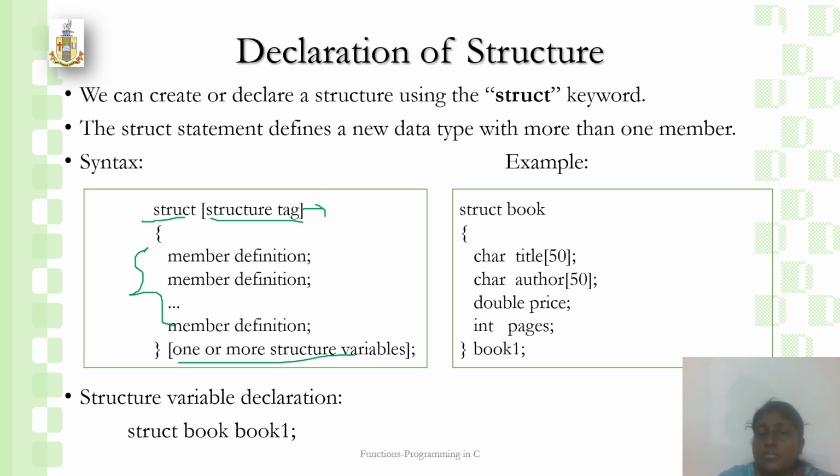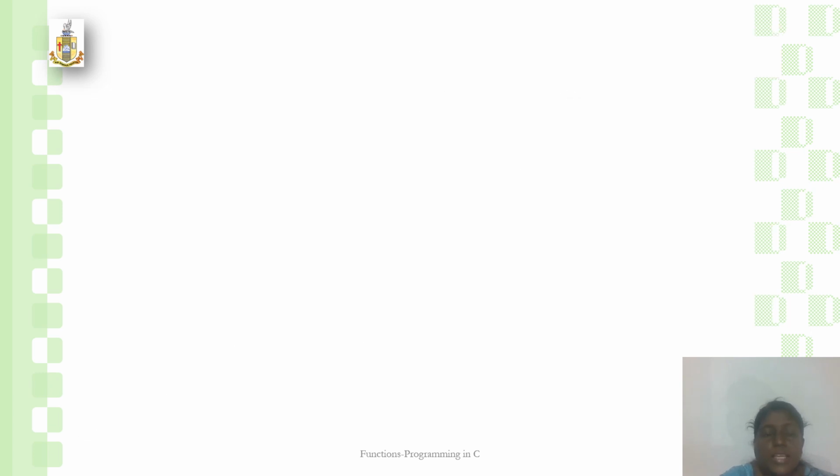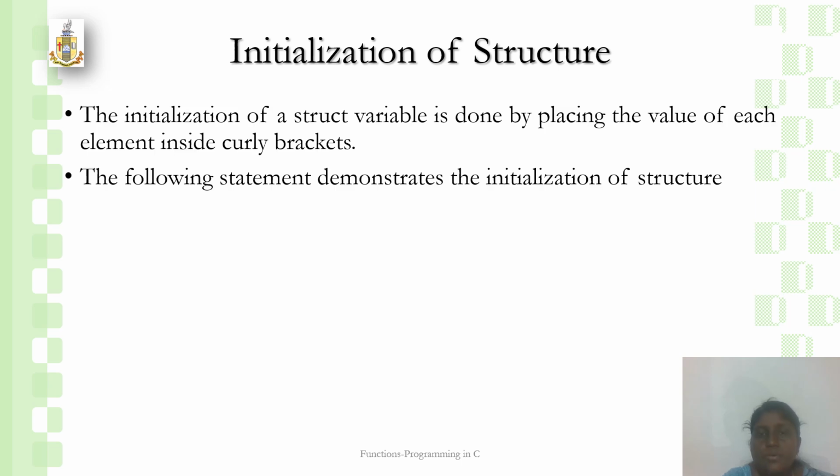For example, struct book is holding the title as character, the author as character, and this 50 specifies the array. We are declaring the title as an array, and double price, int pages. Book1 is the variable through which we are going to call the structure. So the structure variable declaration will be this way: struct book book1. Next is initialization, how you can initialize. The initialization of a struct variable is done by placing the value of each element inside curly braces.